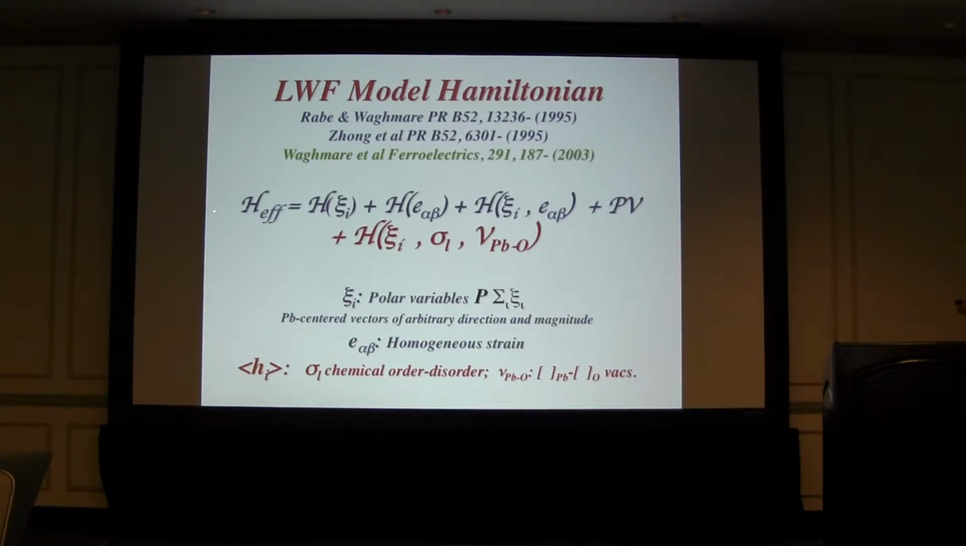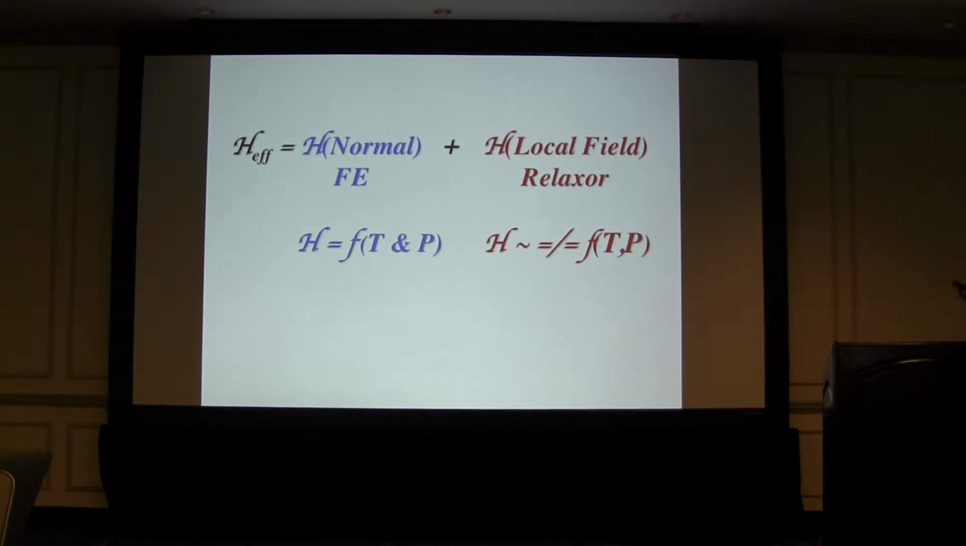Effective Hamiltonian can be divided into a piece that treats normal ferroelectricity. In these cases, normal ferroelectricity wants to make a ferroelectric phase along the 1-1-1 direction. And a piece that has to do with random local fields. So normal plus local field, and the local field part is what promotes the relaxor phase.